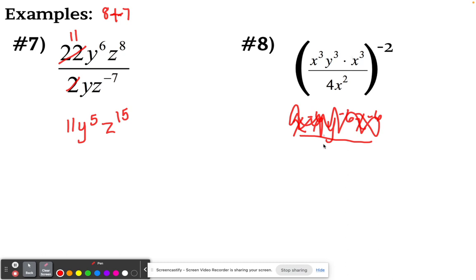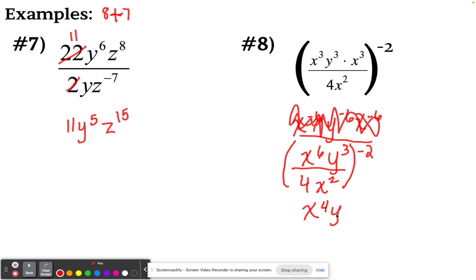I have x to the 3rd power, x to the 3rd power. That gives me x to the 6th power, y to the 3rd power, over 4x to the 2nd power. Now this is being raised to the negative 2 power. I can clean it up a little bit inside the parentheses still because I have the 6 power, 2 power here. So I can subtract those exponents. 6 minus 2 will give me x to the 4th power, y to the 3rd power, and just my 4 on bottom. And all of this is being raised to the negative 2 power.